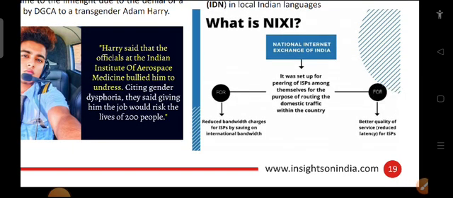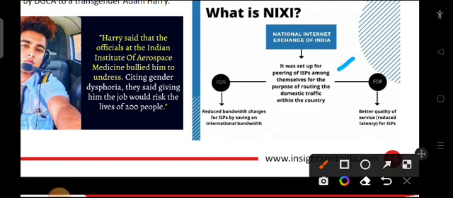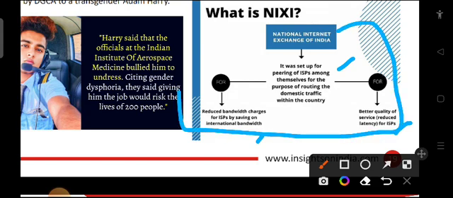National Internet Exchange of India. It was set up for peering ISPs among themselves for the purpose of routing domestic traffic within the country. It reduces bandwidth charges for ISPs by saving on international bandwidth, for better quality of service and reduced latency for ISPs. So it basically provides better internet infrastructure in India.